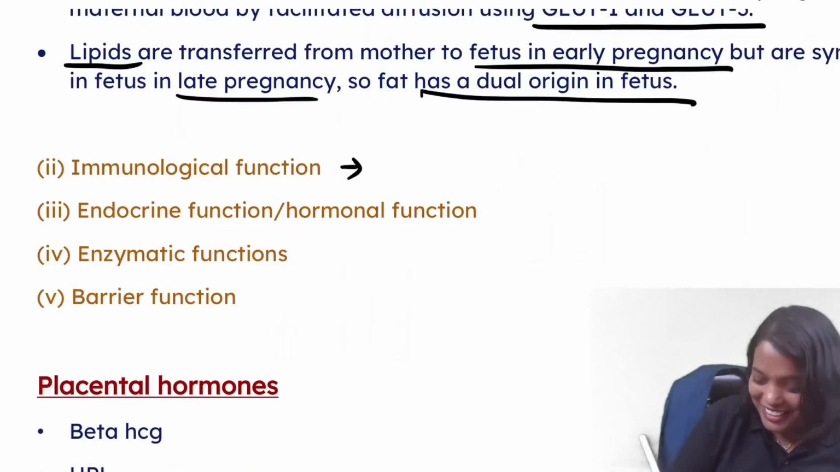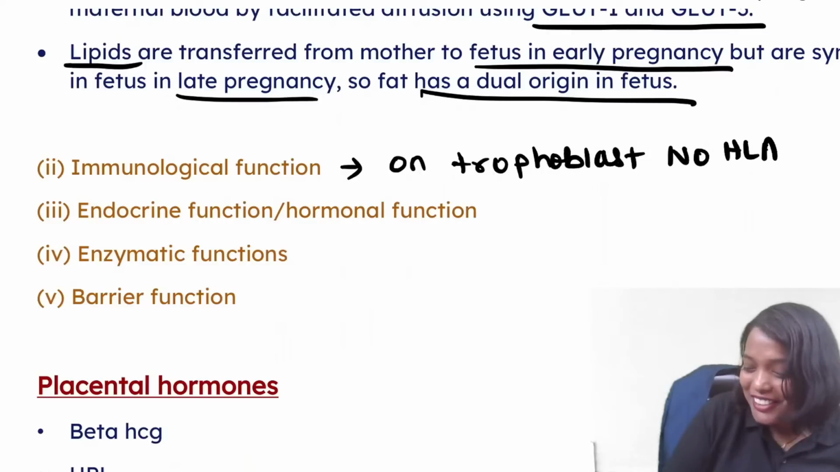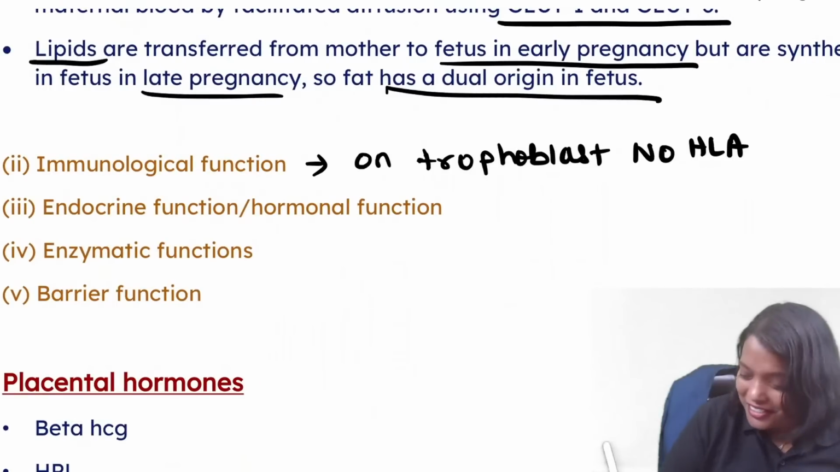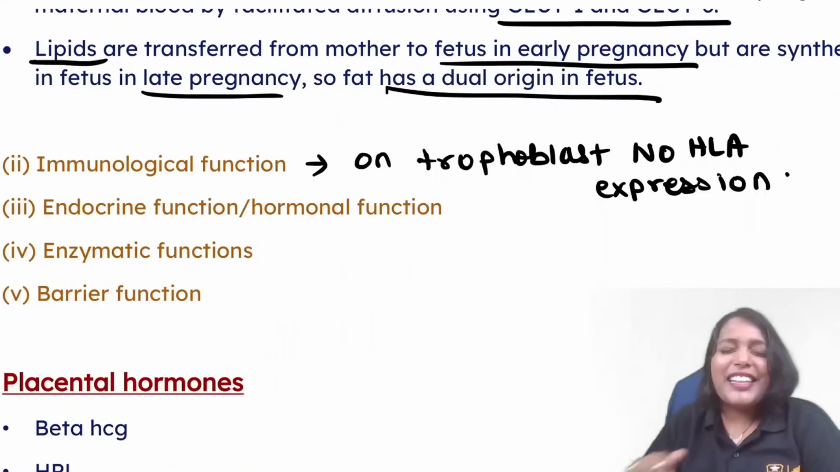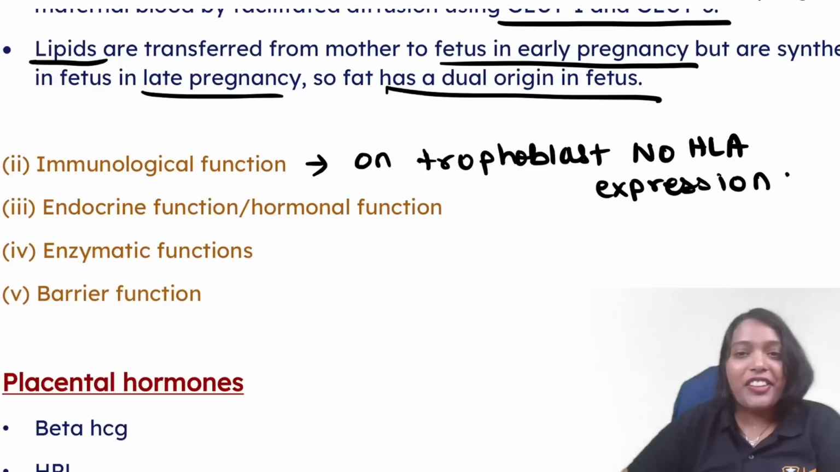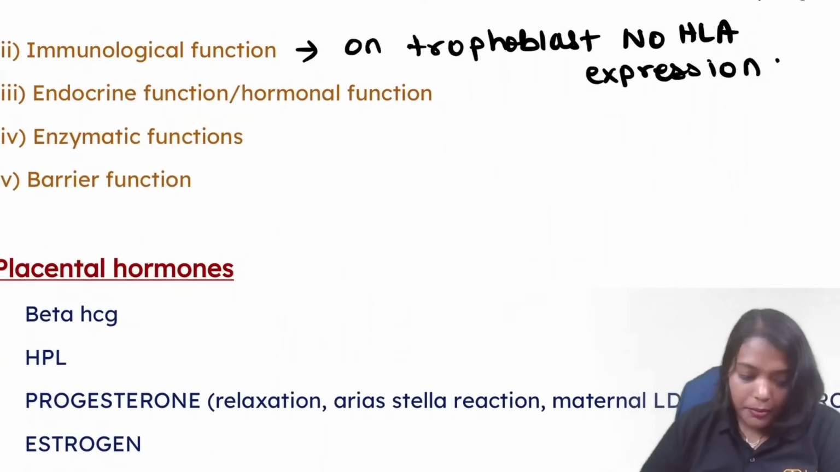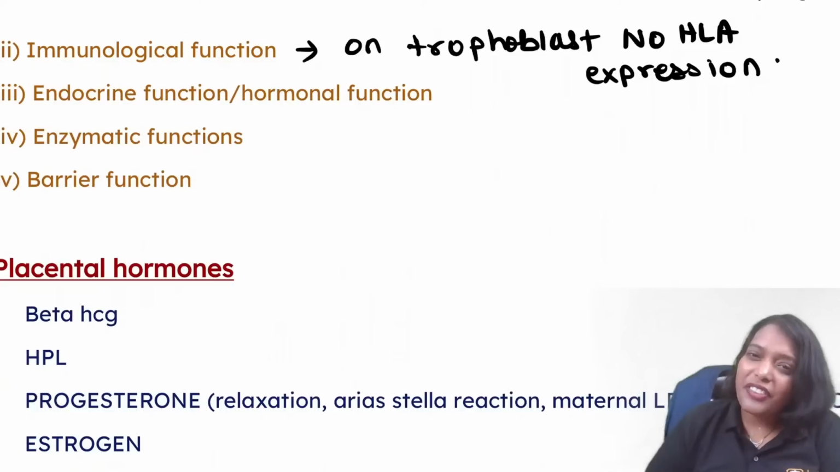Yes, I'll give a break. Don't worry. On the trophoblast, there is no HLA expression. Very good, Samina. So that's why we don't recognize it as a foreign body. It secretes a lot of hormones, so it is endocrinal. It also acts as a barrier. So it has enzymatic function and barrier function, right? So you want a break or can I continue for another half an hour?